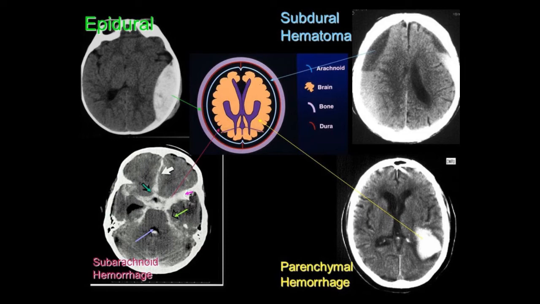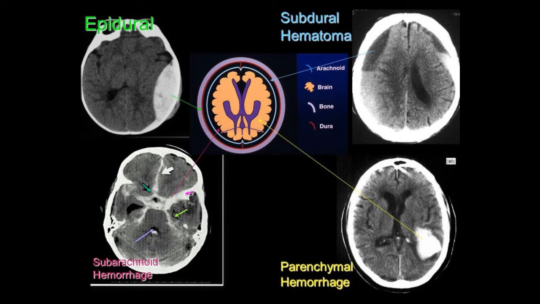In this image we can see different types of hematomas. First, on the upper left side, we can see an epidural hematoma. Down on the left side we can see subarachnoid hemorrhage, that is called SAH. On the right side we can see a subdural hematoma. Below that we can see a parenchymal hemorrhage.